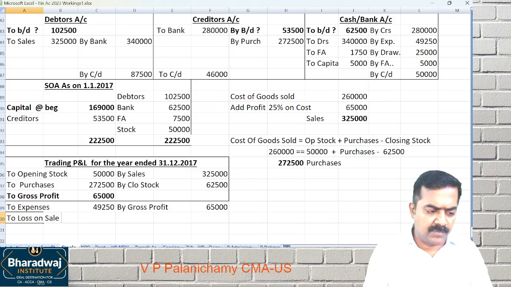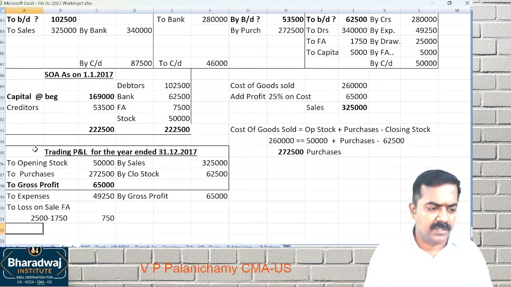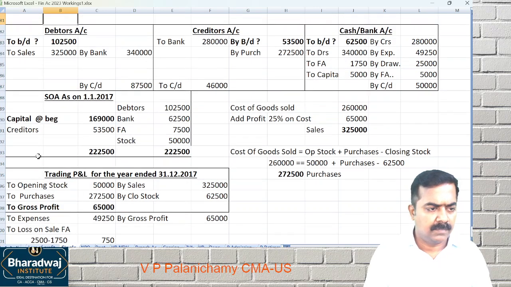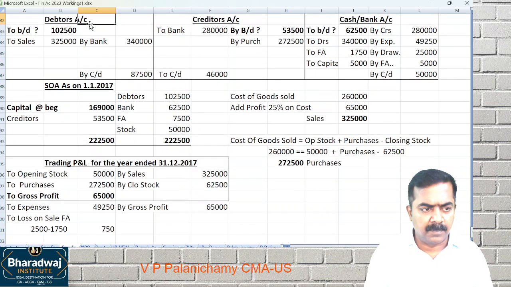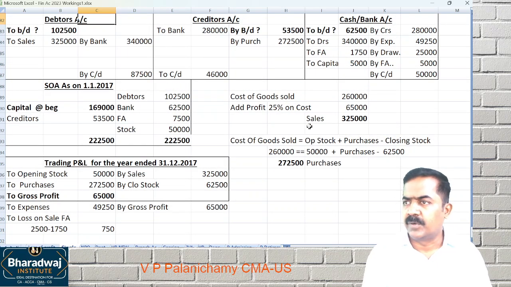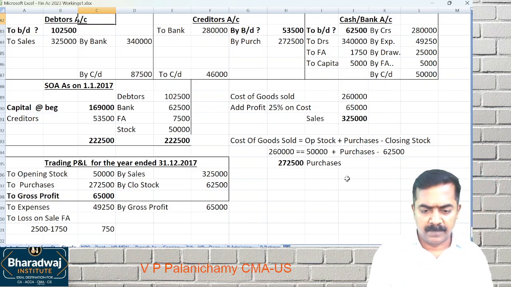Then loss on sale of fixed asset. What is the book value of the asset? 2,500, sold for 1,750. Now, what is the loss? 750 loss on sale of fixed asset. Any interest on capital, interest on drawings, provision for bad debts, discount allowed? No.